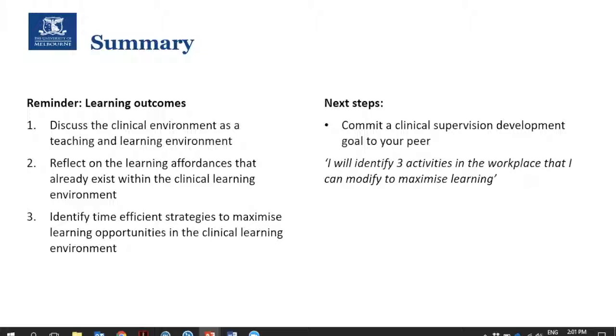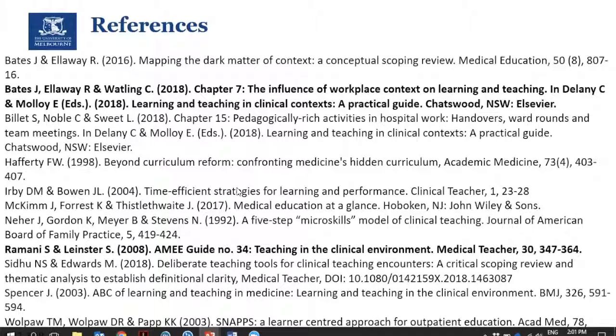It might be that you will identify 3 activities in the workplace that you can modify to maximise learning. And perhaps one way for you to think about identifying these activities is to do a little bit more reading on this topic and perhaps answer some of the further questions that we talked about earlier. In that case, I encourage you to follow up the Bates, Ellaway and Watling paper that's in bold here that will help to think about the influence of workplace context on learning and teaching and some of the questions that we discussed. However, all the references here are about teaching in the clinical environment and hopefully will be helpful for you in your future reading.